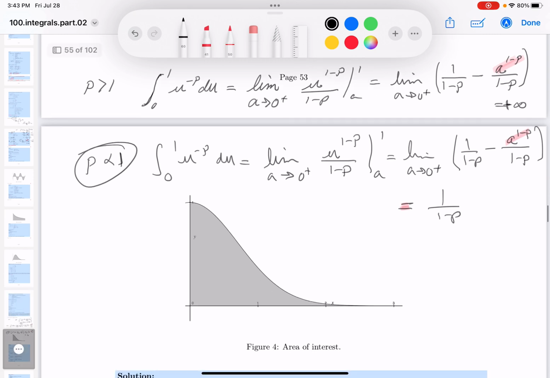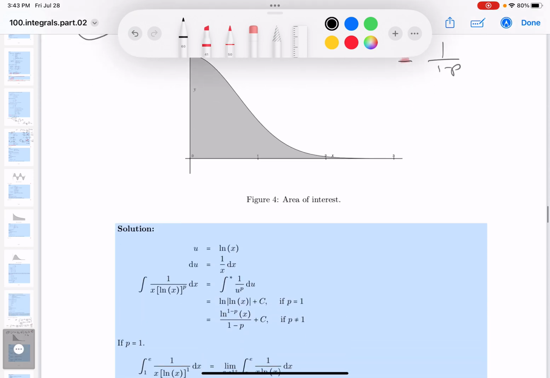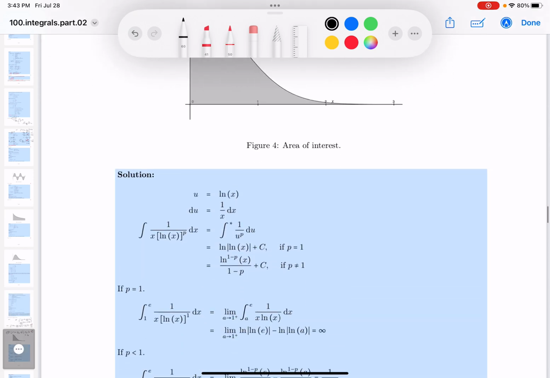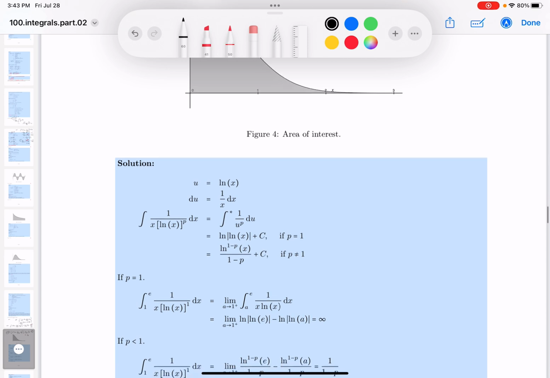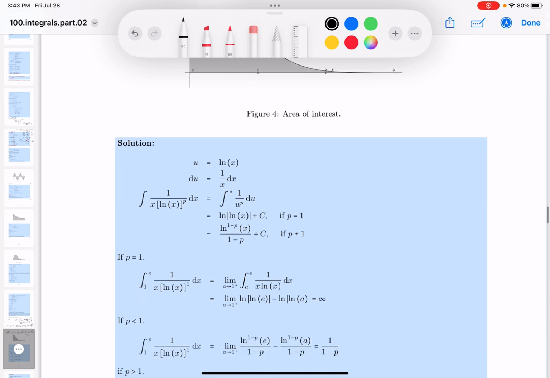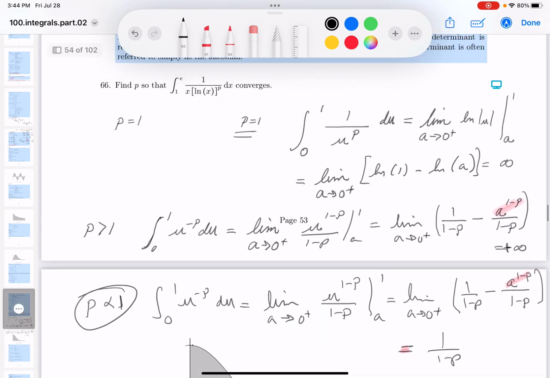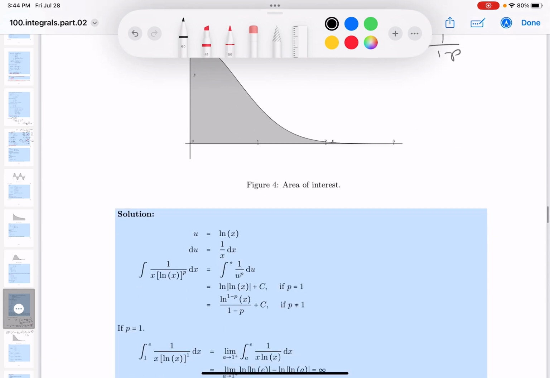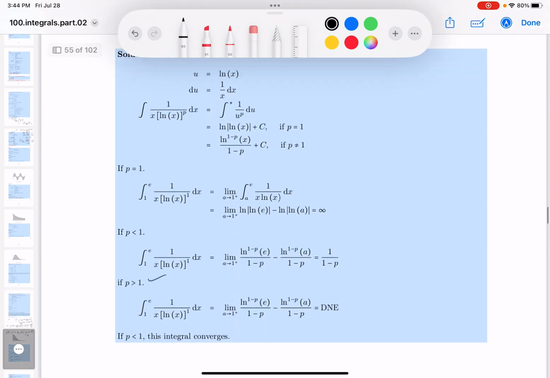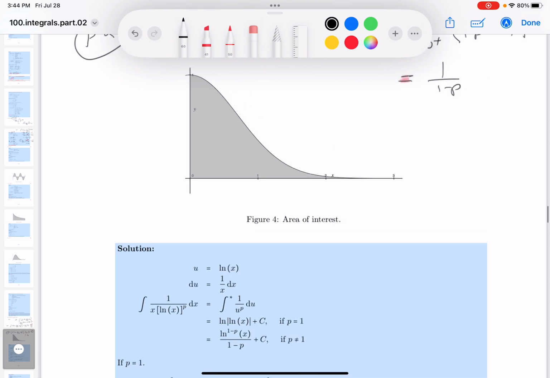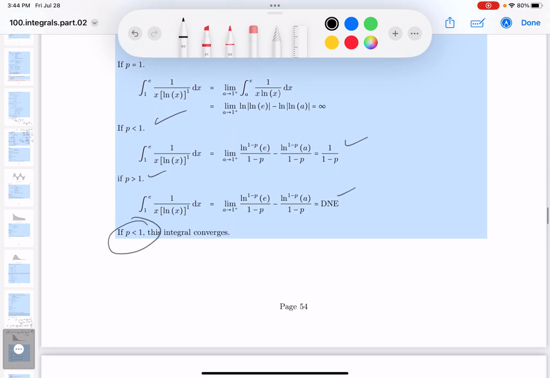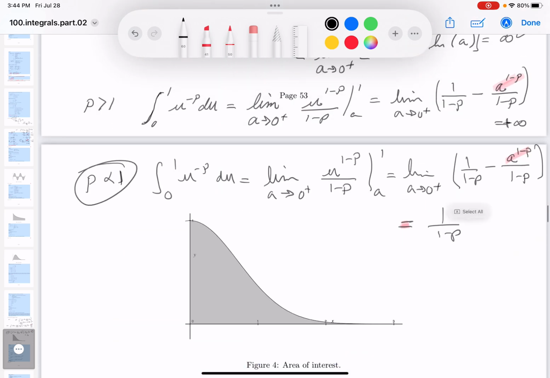Let's just look at the key, though, and kind of go through it. I put down the antiderivative. I did it a little differently. For p equals 1, I said infinity. Did I do that? Yep. For p greater than 1, that's fine, too. And for p less than 1, I said this over here. We did okay. So it only converges for p less than 1. And that's what we set up here. This only converges for p less than 1. We're done. Next question. Thank you.